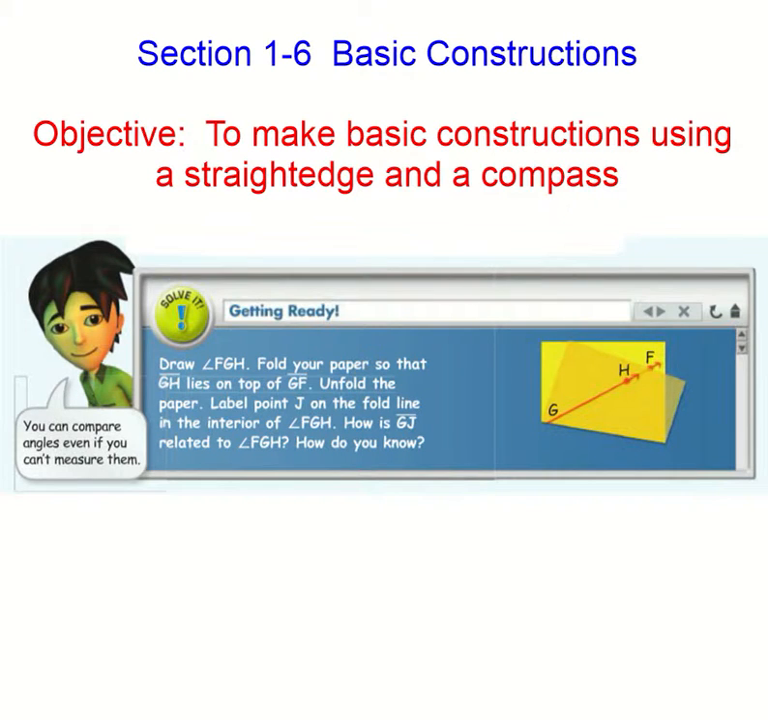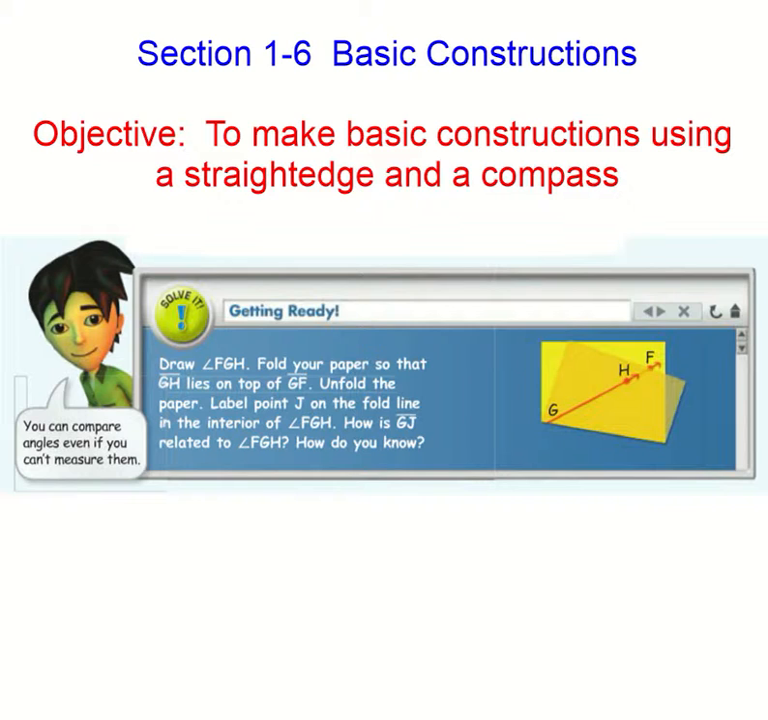Lesson 6 of Chapter 1, Geometry. Our topic today is basic construction, so make sure you have a compass and a ruler handy today. You're going to need both of those. Our objective today is to make basic constructions using a straight edge and a compass.